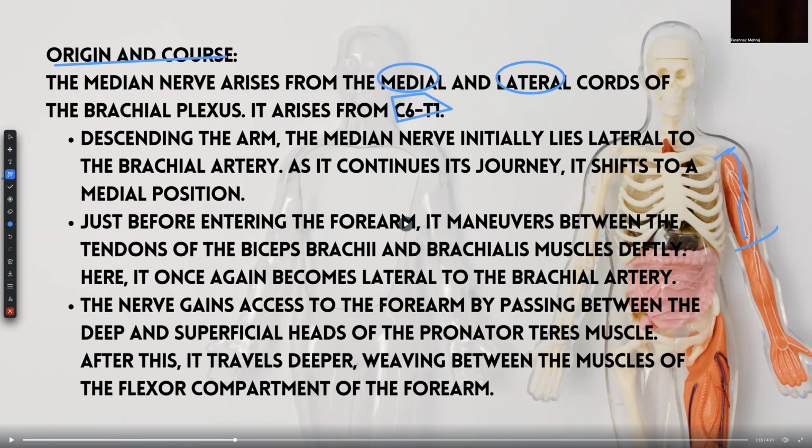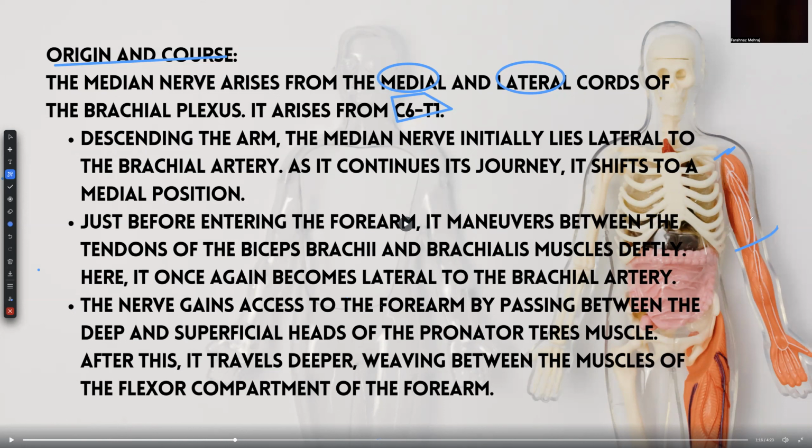But just before entering the forearm, it again goes lateral. I would say the median nerve makes it hard for us, but that's what it does. It goes from one side to another. In the arm, it goes from lateral to medial and then back to lateral. Just before entering the forearm, right at this place, the median nerve again comes lateral to the brachial artery. I'm saying this again and again because the more you hear, the easier it is to remember.